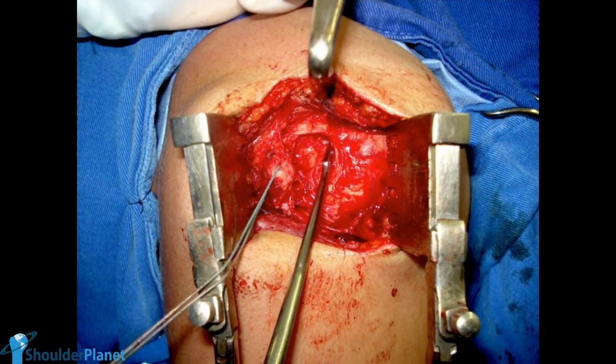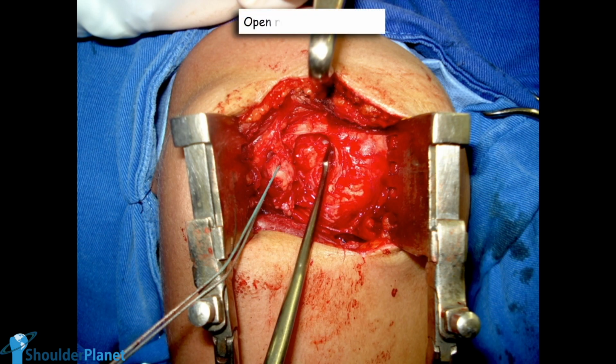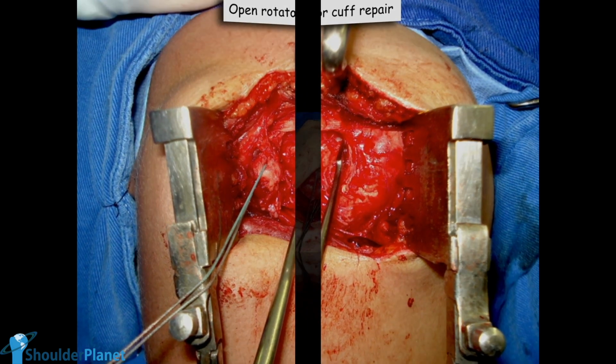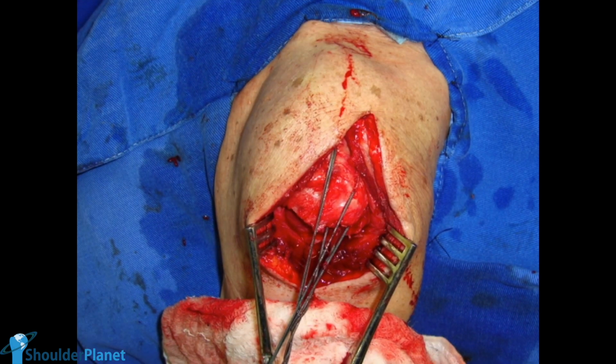So the deltoid split is a wonderful approach not only to deal with greater tuberosity fractures, but also to deal with the posterior superior rotator cuff, in a way that it's a wonderful approach to do open rotator cuff repair. Obviously, shoulder surgeons all around the world are doing this arthroscopically nowadays, but this is a wonderful approach for open rotator cuff repair too.